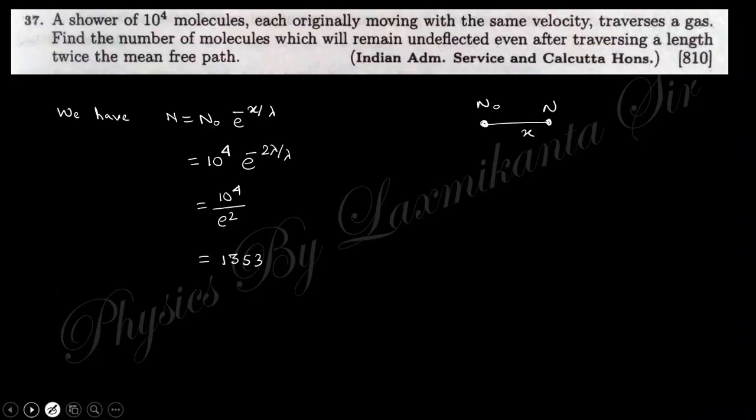video, right? So you can see here, this question says a shower of 10 to the power 4 molecules, originally moving with the same velocity, traverses a gas. What is the number of molecules which will remain undeflected even after traveling a length of twice the mean free path? That is the length when the number at the initial is n0, and after traveling this length the number will be n. So the survival relation is n equals n0 e to the minus x by lambda.